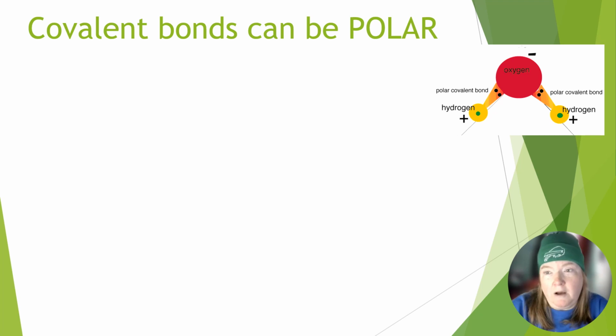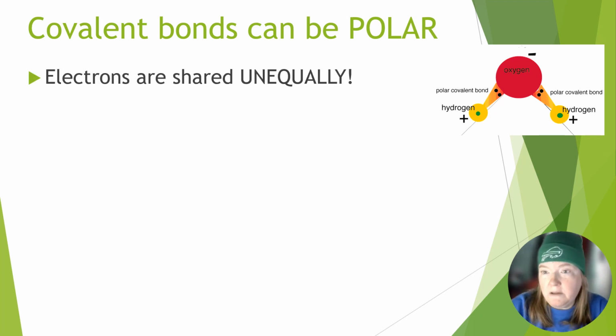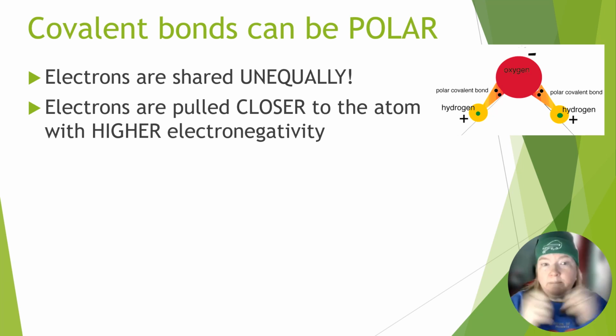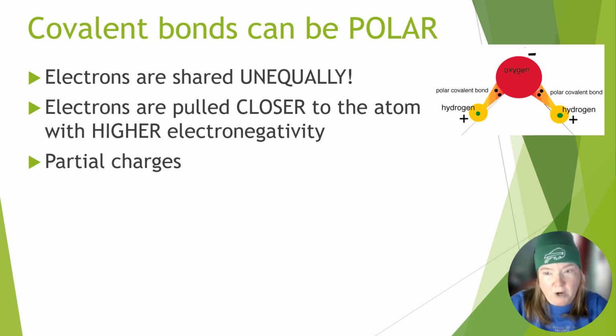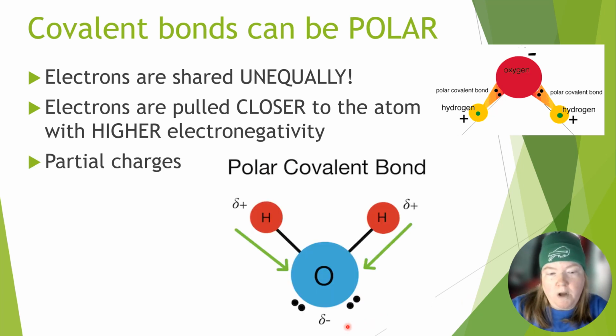But covalent bonds can also be polar. So here the electrons are shared unequally. So the electrons are pulled closer to the atom with higher electronegativity. And this results in partial charges. So here's water. Since oxygen has higher electronegativity, the electrons are pulled closer to oxygen. So oxygen is partially negative, and the hydrogens will be partially positive.